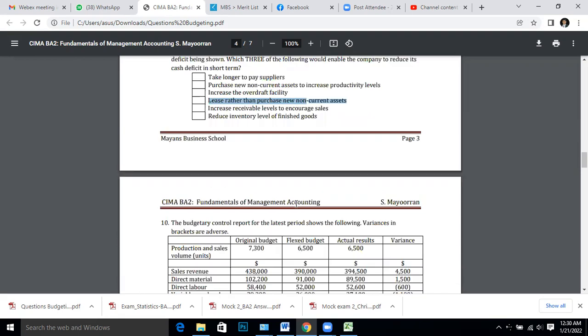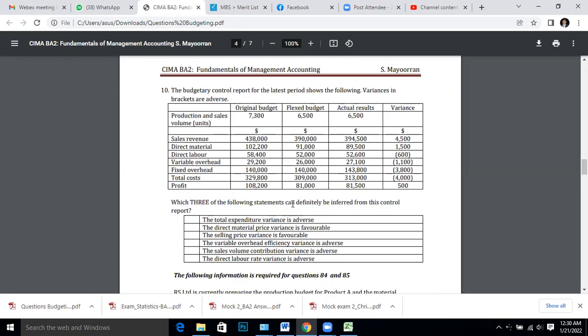Next, a lot of information. What does it say? Which three of the following statements can definitely be inferred from this control statement? Ooh, let's see. Total expenditure variance is adverse.